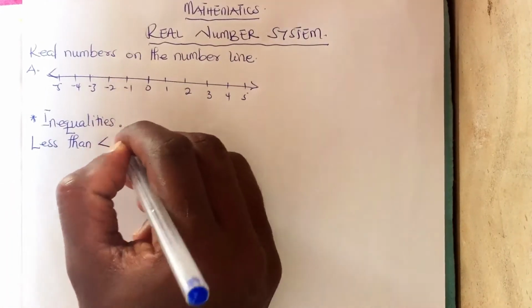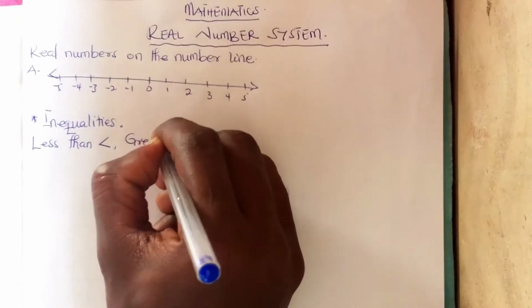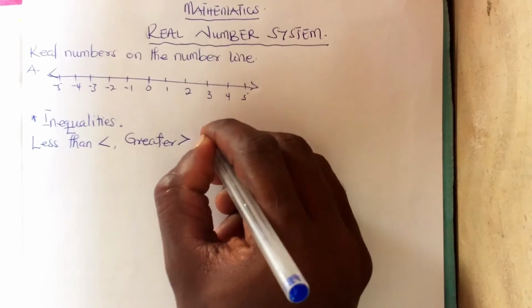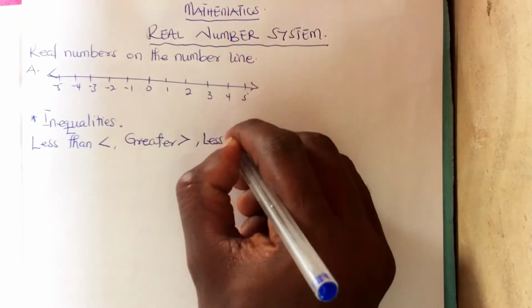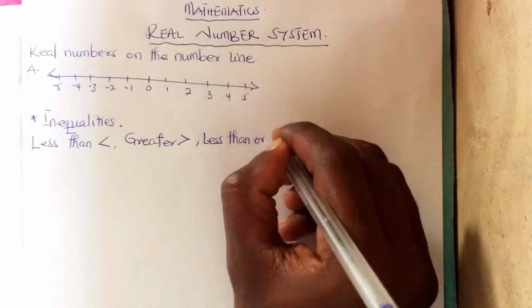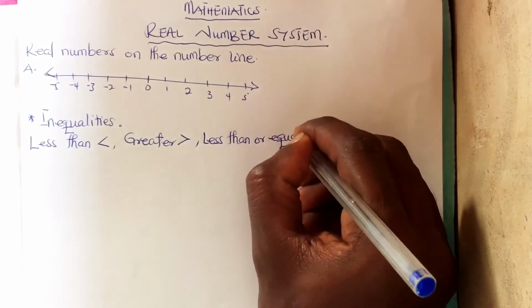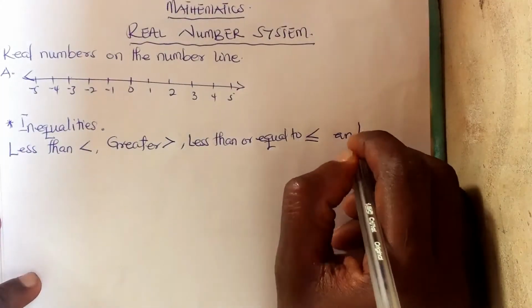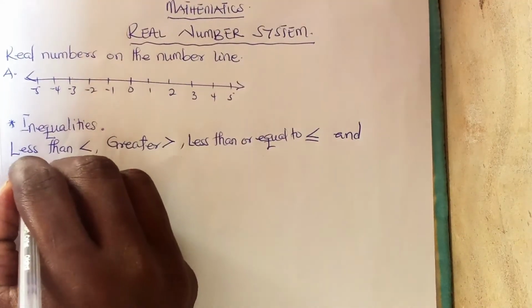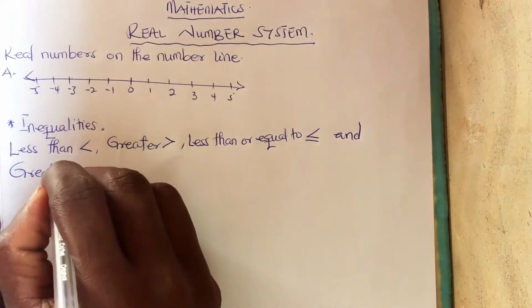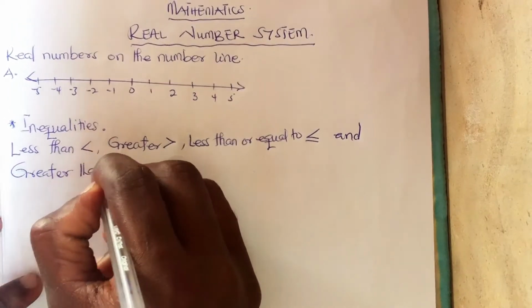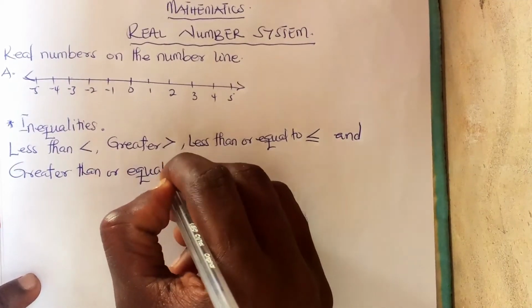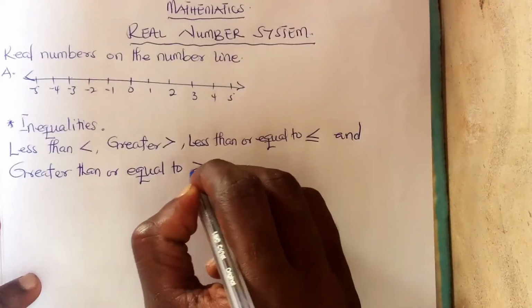In this symbol, we have greater than. This symbol, less than or equal to. Also with this symbol, greater than or equal to. That's it.